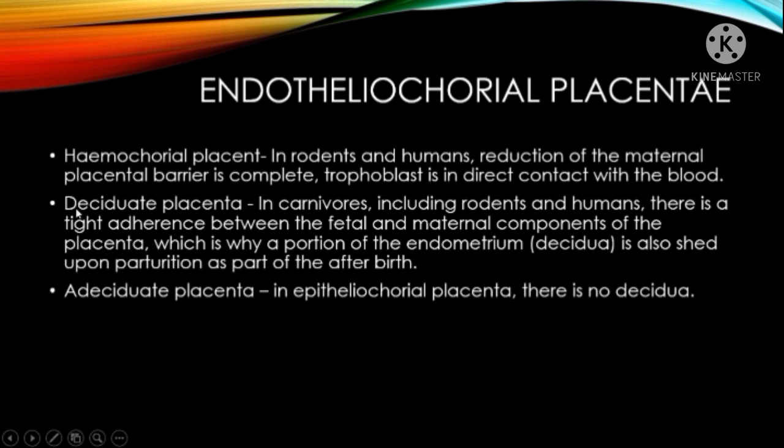Also included here are the deciduate placenta and the adeciduate placenta. In carnivores, which have a deciduate placenta, there is a tight adherence between the fetal and maternal components of the placenta. This is why a portion of the endometrium, called the decidua, is also shed upon parturition as part of the afterbirth. In an adeciduate placenta, however, there is no decidua, meaning there is no part of the endometrium that is shed upon parturition as part of the afterbirth.